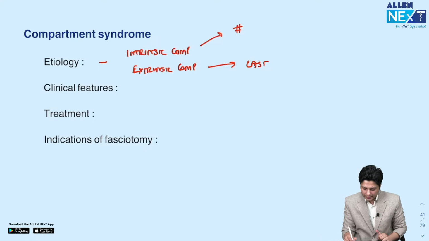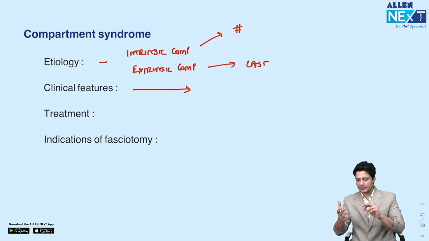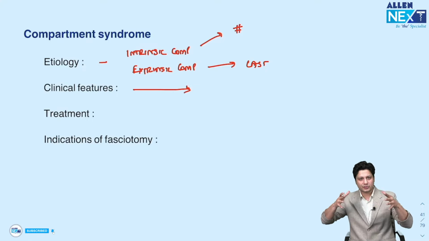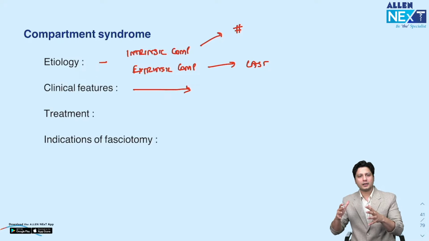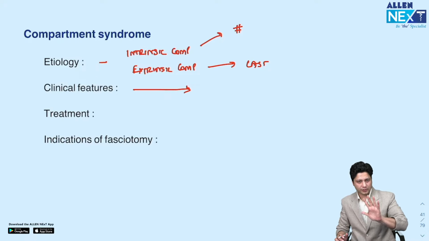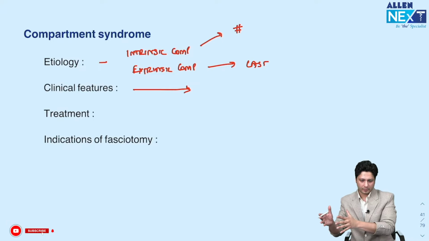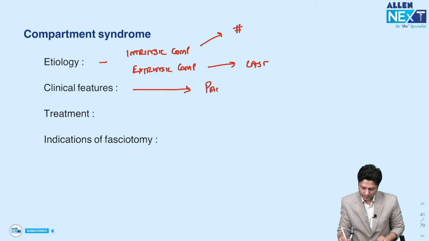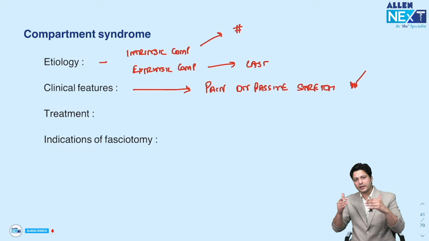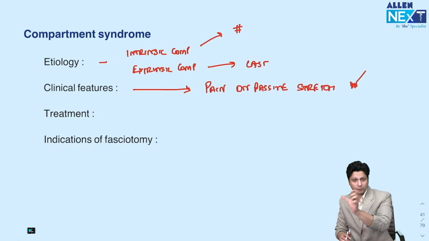The clinical features: it will lead to pain, swelling, and limitation of movement. There will be extensive swelling, and there will be pain on passive stretch of fingers in case of upper limb, toes in case of lower limb compartment syndrome. The most important clinical feature is pain on passive stretch of fingers or toes. This is considered to be a key term in the identification of a compartment syndrome related question.